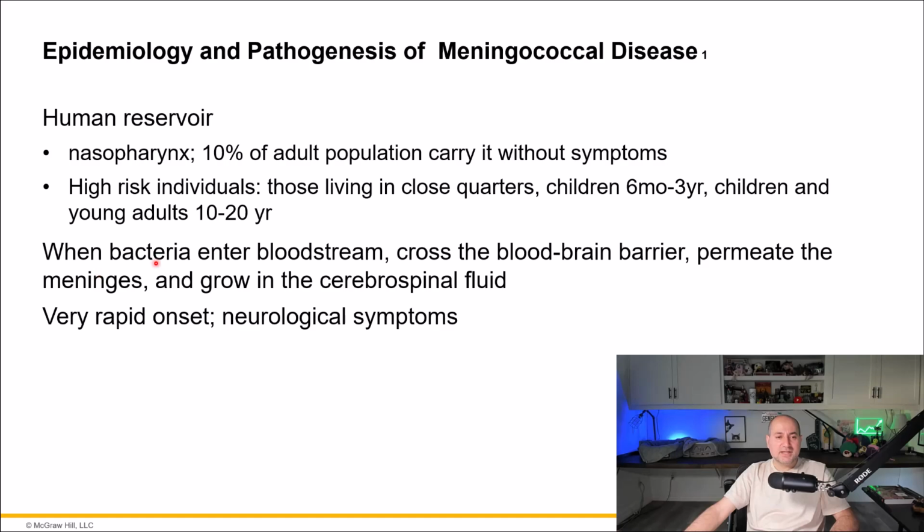However, if this bacteria were to enter the bloodstream, cross the blood-brain barrier, permeate the meninges, which is the membrane surrounding the brain and the spinal cord, and grow in the cerebrospinal fluid, then it causes meningitis, which is inflammation of those meninges, the membranes surrounding your brain, surrounding your spinal cord, and this is particularly devastating.